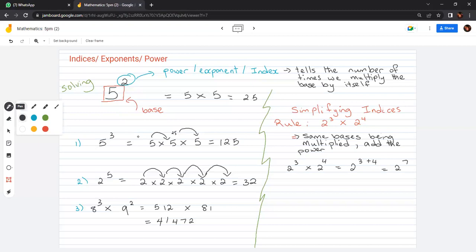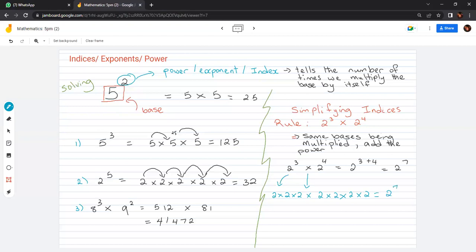Now let's explain that in another way. Isn't 2 cubed the same as 2 by 2 by 2, multiplied by 2 to the power of 4? 2 to the power of 4 is 2 by itself 4 times: 1, 2, 3, 4. So when I multiply this, I'll end up with 2 by 2 by 2 by 2 by 2 by 2 by 2, which is the same as 2 to the power of 1, 2, 3, 4, 5, 6, 7.